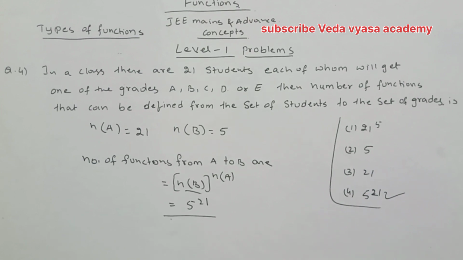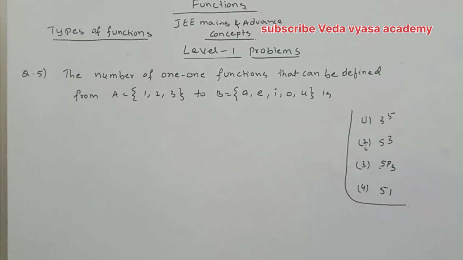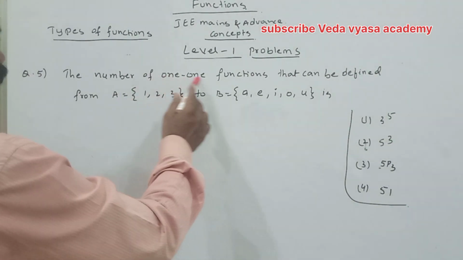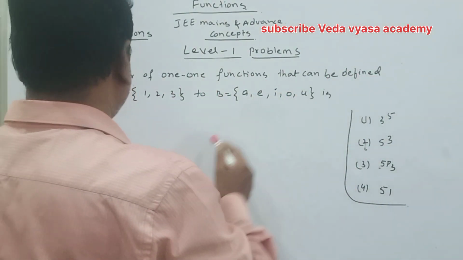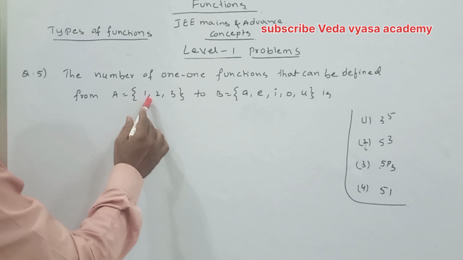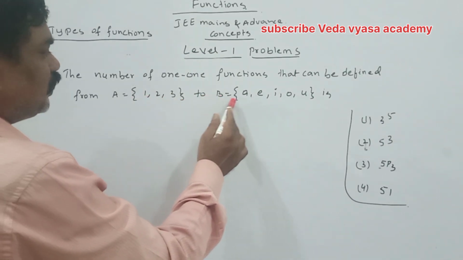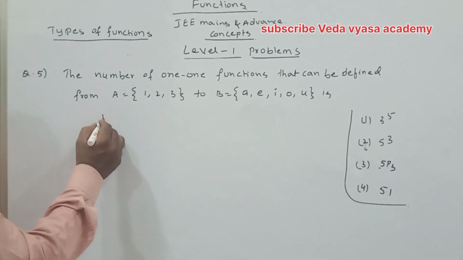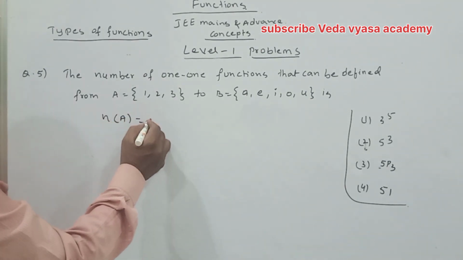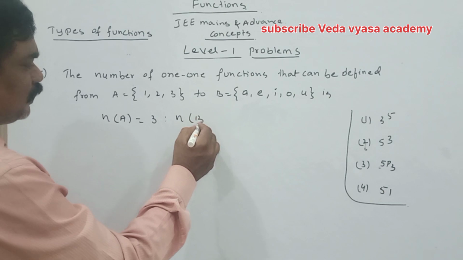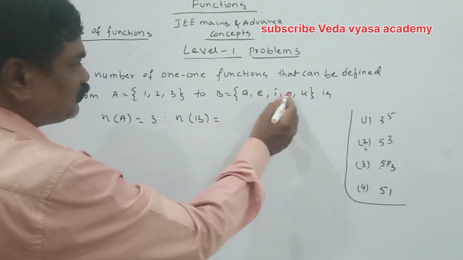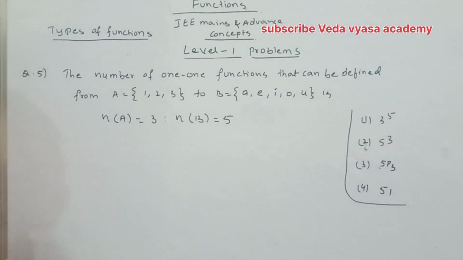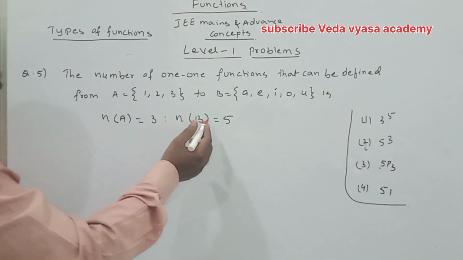Okay, all of you. Here we have the problem. The number of one-one functions that can be defined from A = {1, 2, 3} to B = {a, e, i, o, u} is? So here number of A is equal to 3. Number of B is equal to 5. So here, one-one function from A to B.